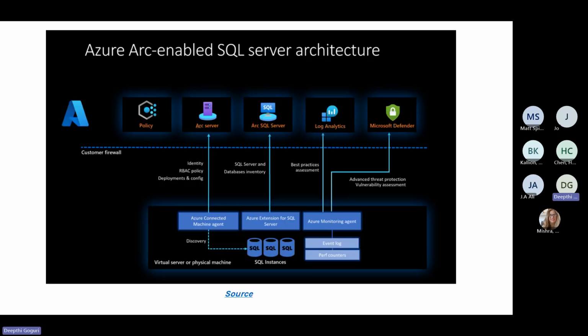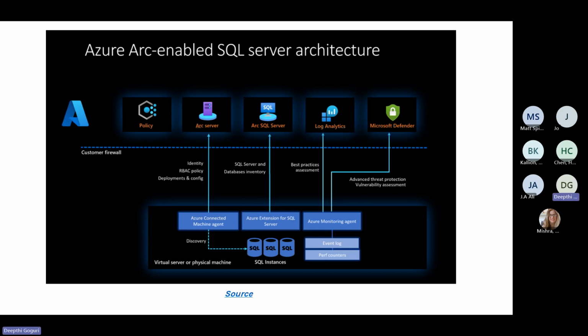So if you wanted to see that in the diagram, from the bottom, the virtual server or the physical machine, the Azure connected machine agent, like I said, is pointing to the Arc server. So the Arc server is the operating system itself. By installing the Azure connected machine agent, that operating system server itself will get activated, and that operating system information will be visible on your Azure portal.